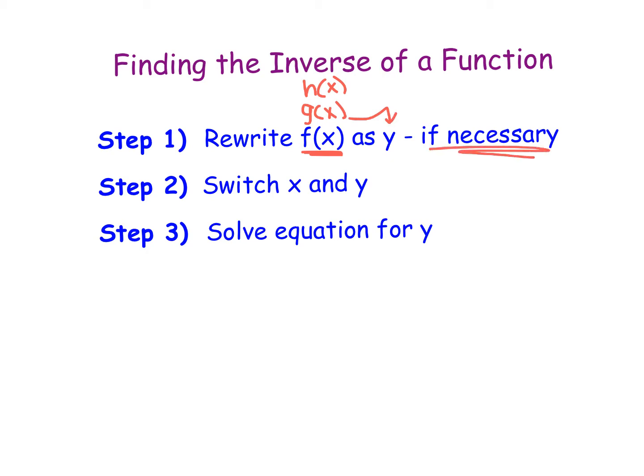If it's not written in y equals form, we're going to rewrite function notation into y equals form. Then we're going to switch the x and y values. Because we know it's a reflection over the line y equals x, in order to find the inverse, we switch them. And then we solve that new equation for y by itself. As we find our inverse functions, that's the process we'll be going through: switching x and y, and then solving for y.